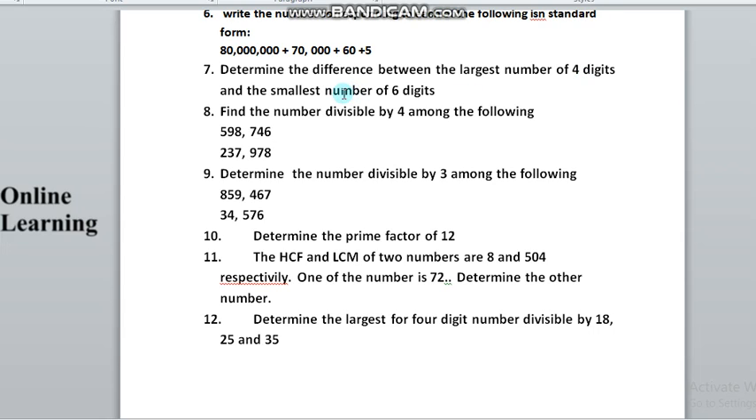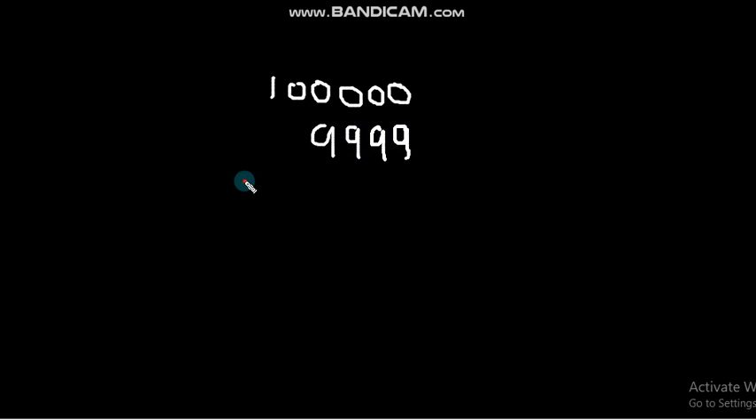Then the next question is determine the difference. Difference means subtraction between the largest number of 9 digits and the smallest number of 6 digits. That means we have the smallest number in 6 digits. The smallest number is this one, and the largest number in 4 digits. In 4 digits we have this one, and I have to find the difference, which means subtraction.